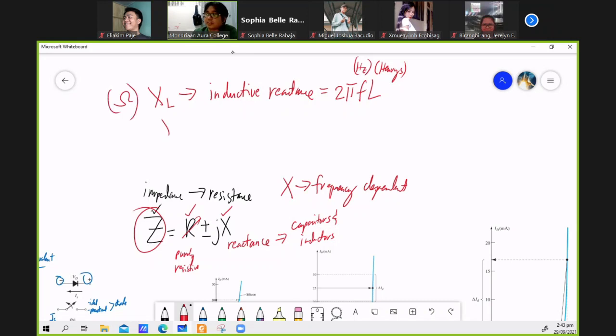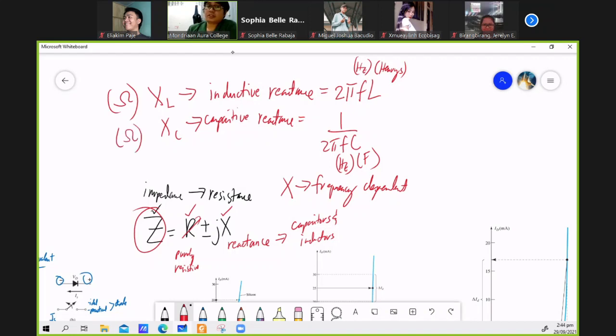Yung isa naman, yung X sub C, this is what we call the capacitive reactance. So this is equal to 1 over 2 pi FC. So F should be in hertz and capacitance should be in farads. So kailangan pag nagko-compute tayo ng reactance, whether it is inductive or capacitive, ay naka-base units tayo ng hertz, henries para sa inductor, at farads para sa capacitance. So makukuha natin pareho dito dapat ay naka-ohms.